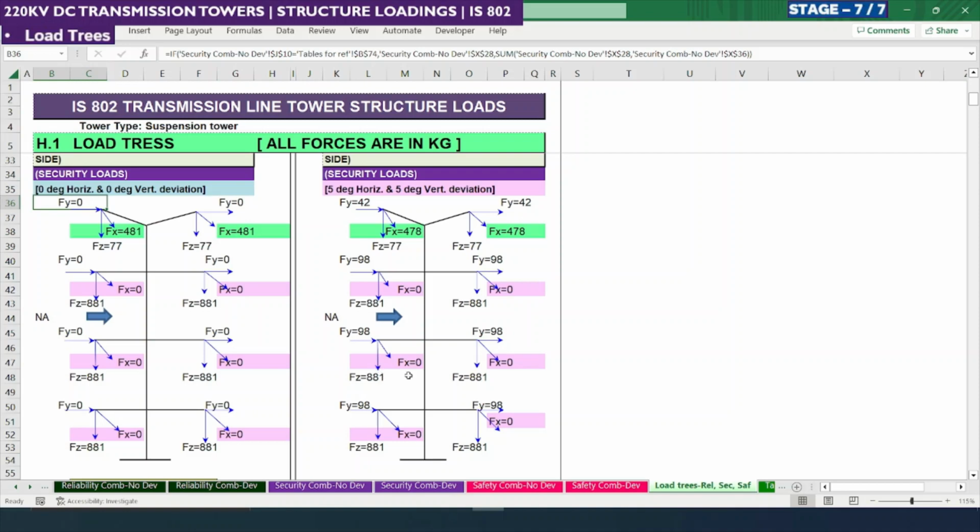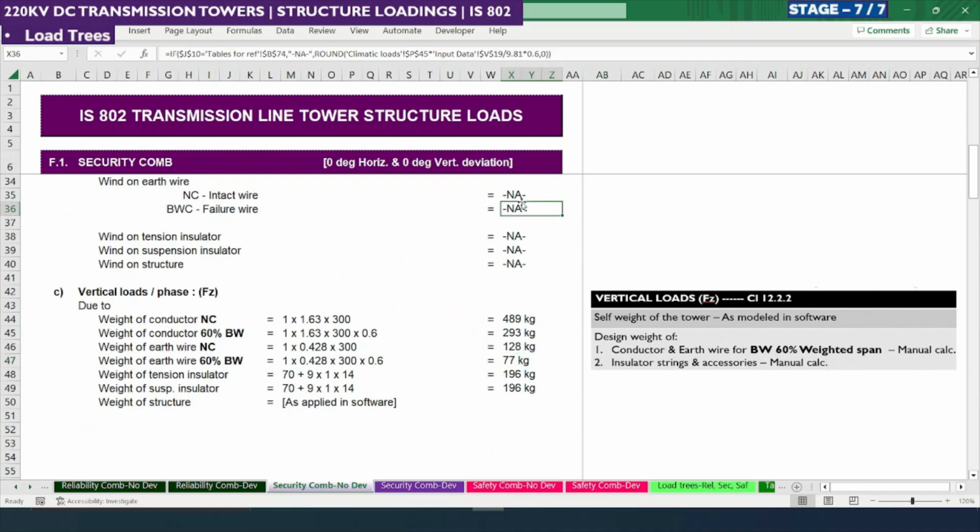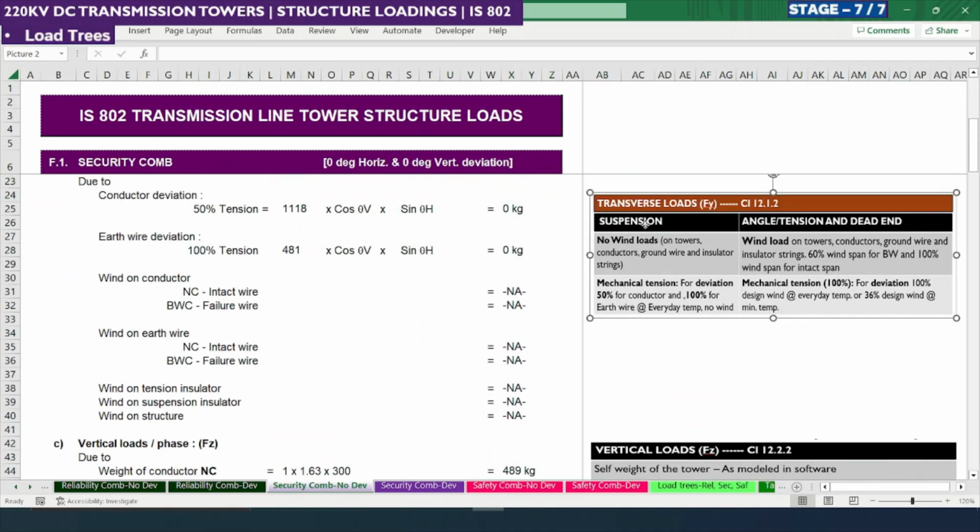So this transverse load for without deviation cases is 0 due to earth wire deviation or conductor deviation. But for a suspension tower, we should not consider any wind load, as described in Clause 12.1.2 of IS 802 Part 1 Section 1. So here you can see that for suspension, no wind load should be considered. For all except tension tower and dead end tower, we need to consider wind load.